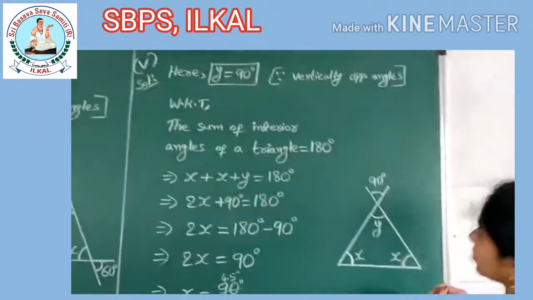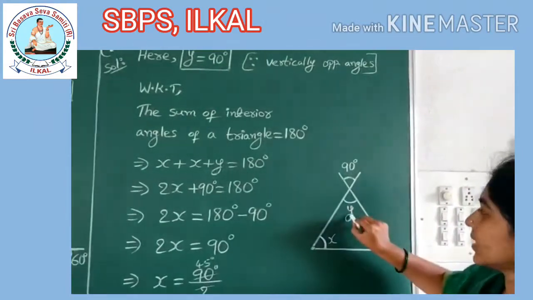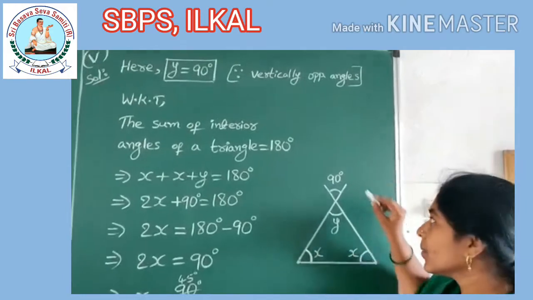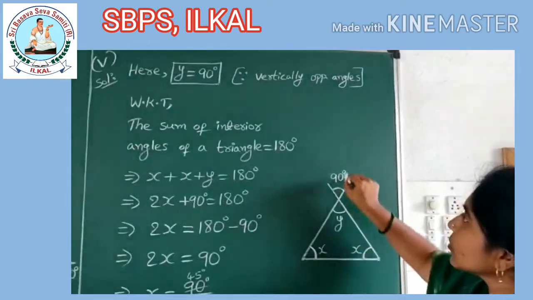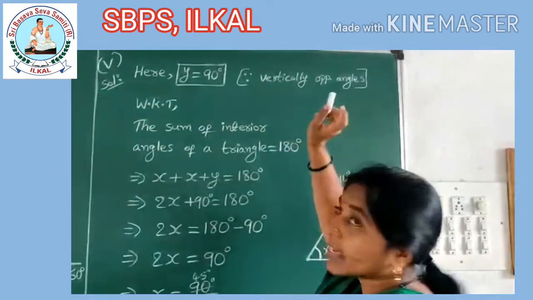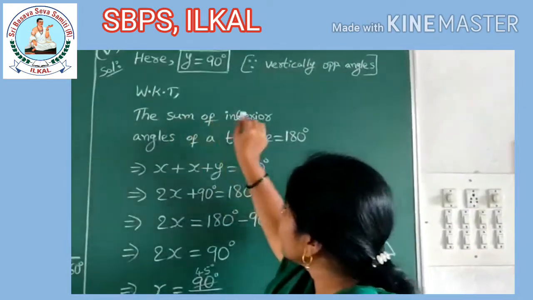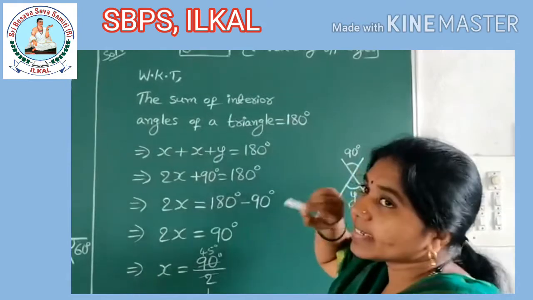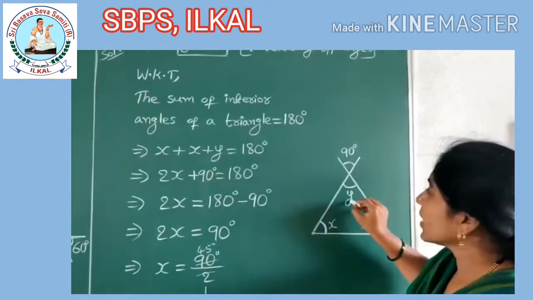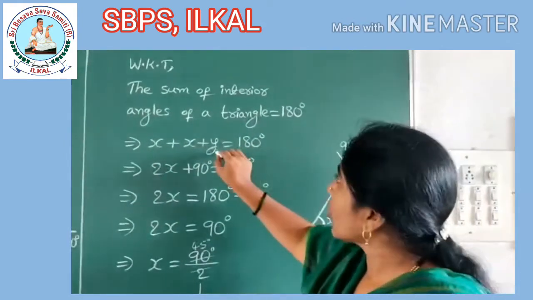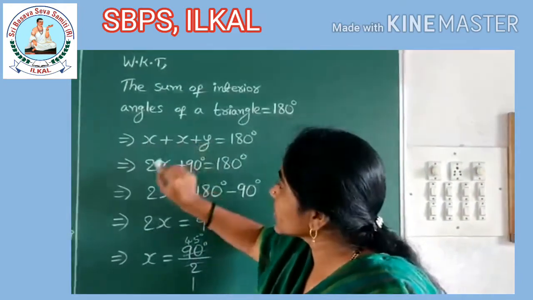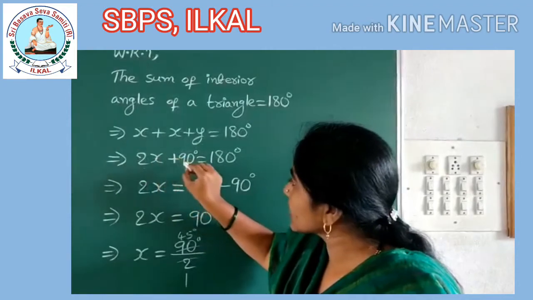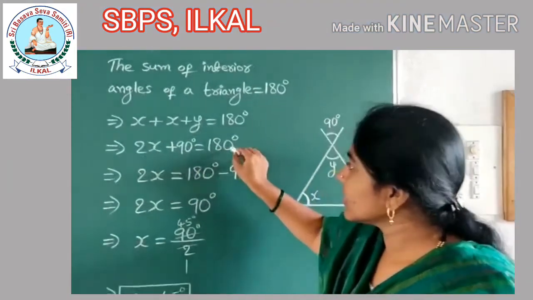Observe one more figure here, children. For x and y, they do not give any angle here, but one exterior angle is given as 90 degree. Here y is equal to 90 degree, vertically opposite angles. We know that the sum of interior angles of the triangle is equal to 180 degree. Then x plus x plus y should be equal to 180 degree. Already y is equal to how much you got? 90 degree. Then x plus x is 2x. 2x plus 90 degree is equal to 180 degree.